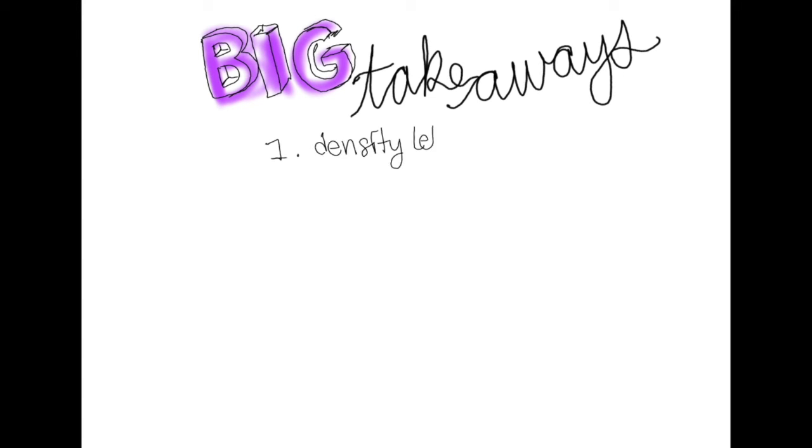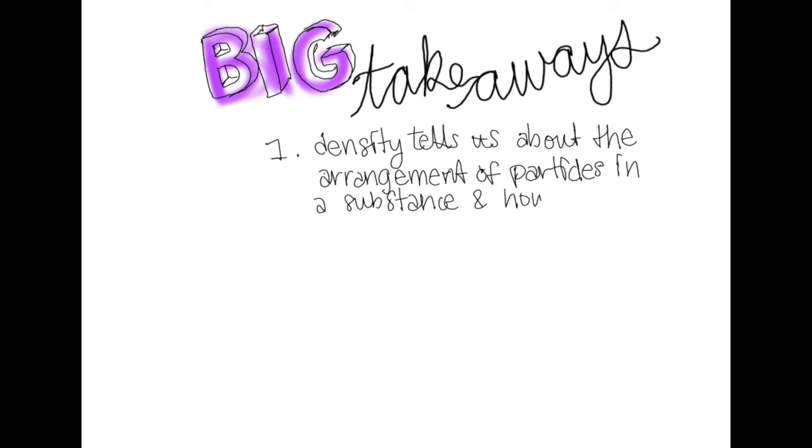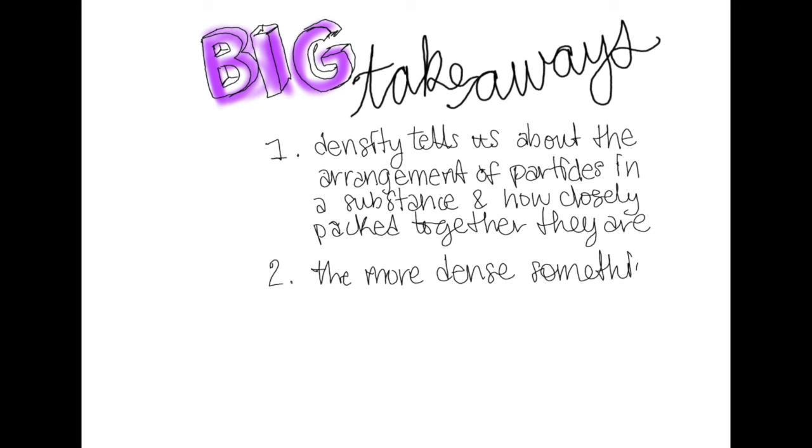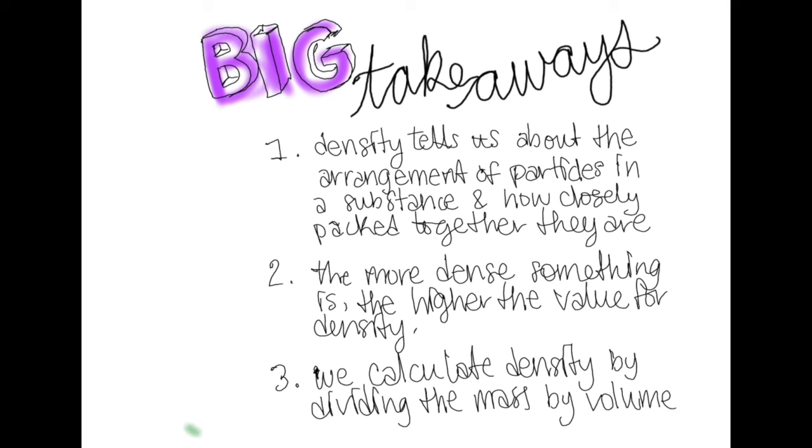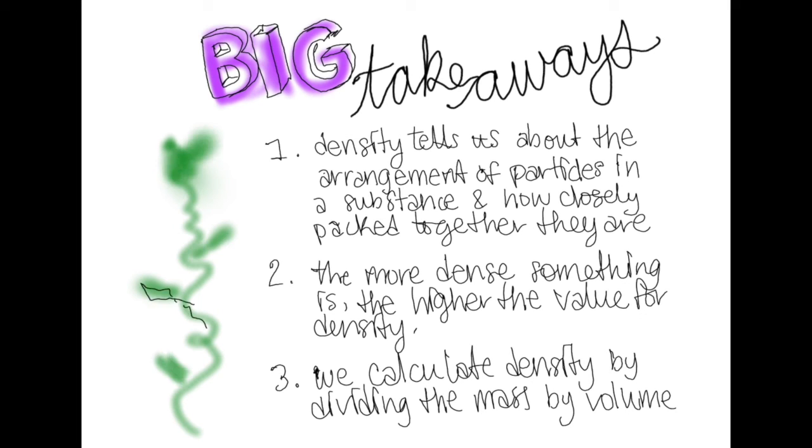All right, time for the big takeaways of today's video. Number 1, density tells us about the arrangement of particles in the substance and how packed together they are. Number 2, the more dense something is, the higher the value for density. Number 3, we can calculate the density of a substance by dividing its mass by its volume.